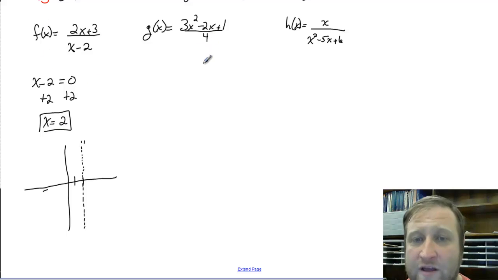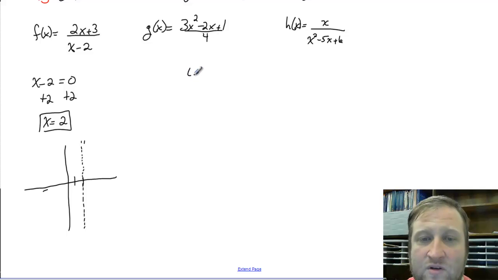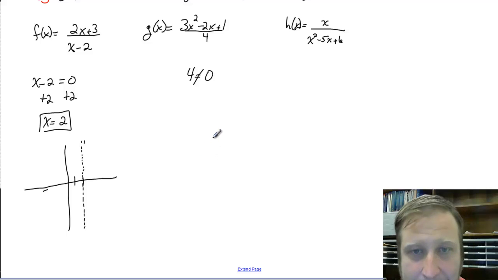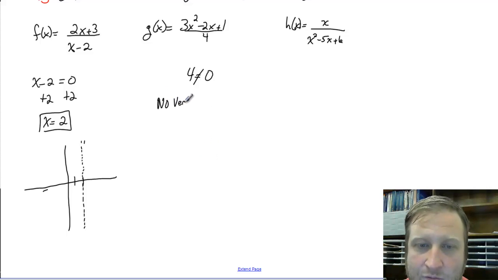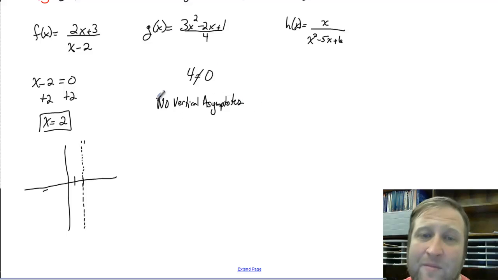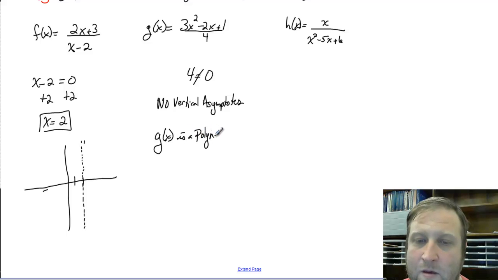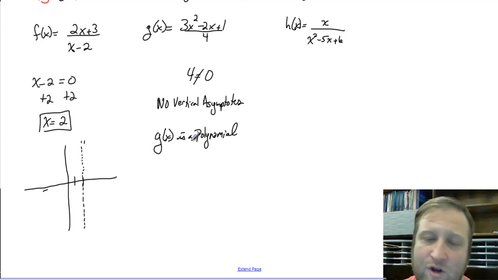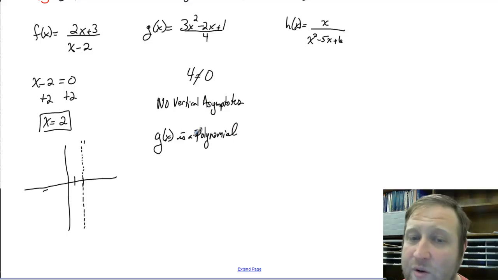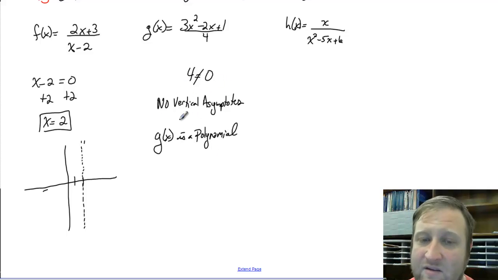Notice over here we're going to follow that same protocol. We're going to set our denominator equal to 0. But hopefully we all recognize that 4 never equals 0. Therefore, there are no vertical asymptotes. There are no vertical asymptotes because in reality, g of x is a polynomial. And since g of x is a polynomial, we realize the domains of all polynomials are always all real numbers. There's never any breaks or holes, so we don't have to worry about this having a vertical asymptote. This guy will continue from negative infinity to positive infinity.